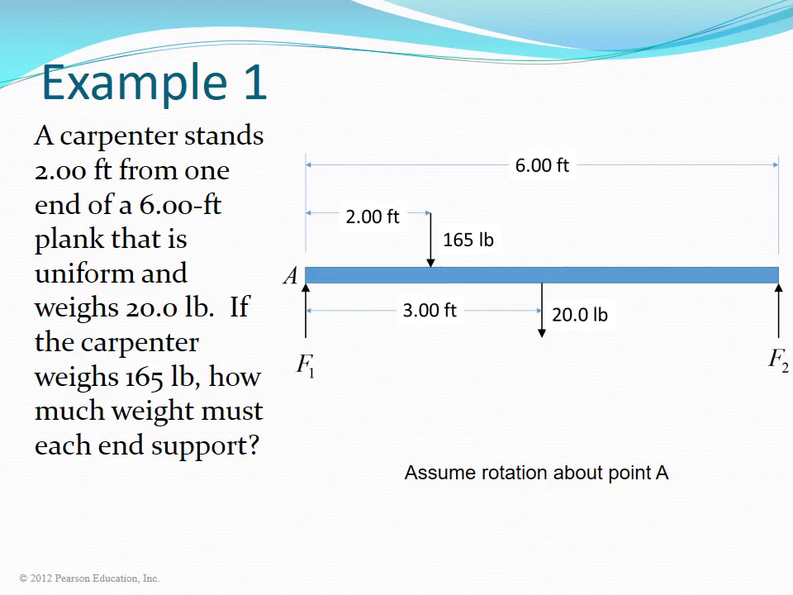A carpenter stands 2 feet from one end of a 6-foot scaffold that is uniform and weighs 20 pounds. If the carpenter weighs 165 pounds, how much weight must each end support? Assume rotation about point A.